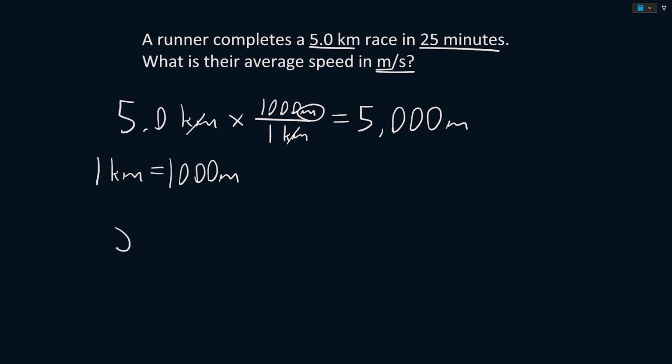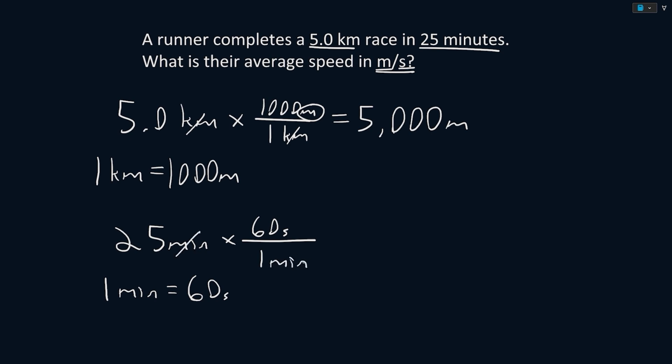Next, we need to convert 25 minutes into seconds. We know that 1 minute is equivalent to 60 seconds. So to convert from minutes to seconds, we need to multiply through our conversion factor of 60 seconds for every minute. Multiplying through this, the minutes cancel and leave us with seconds. Solving this, we get that 25 minutes is equal to 1,500 seconds.